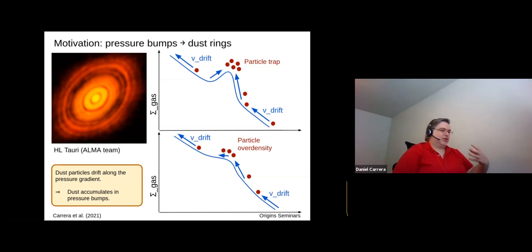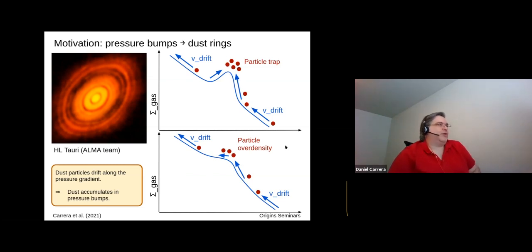Solid particles in a disk drift in the direction of the pressure gradient, which typically means that they drift toward the star. Now imagine that you have a pretty large pressure bump somewhere in the disk that locally reduces and reverses the direction of the pressure gradient. So particles here would drift outward, not inward, and somewhere in between there will be a point of zero drift. It will be a place where particles feel no headwind, and that would be a particle trap.